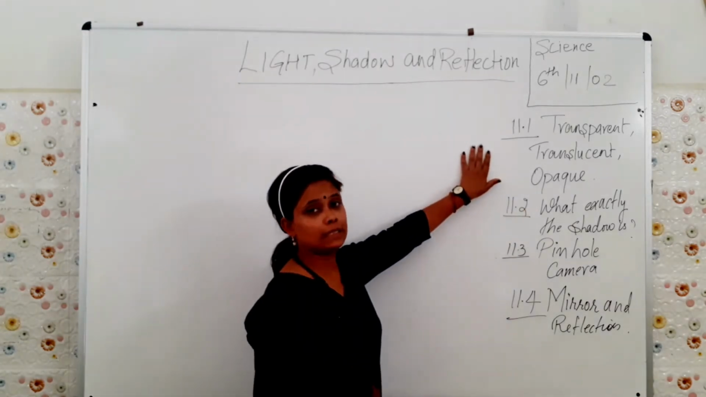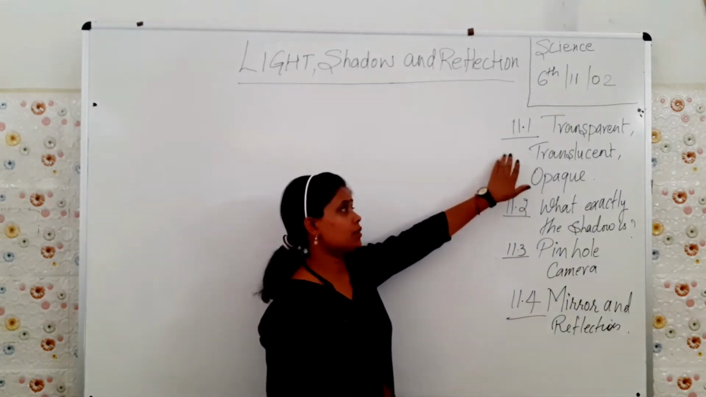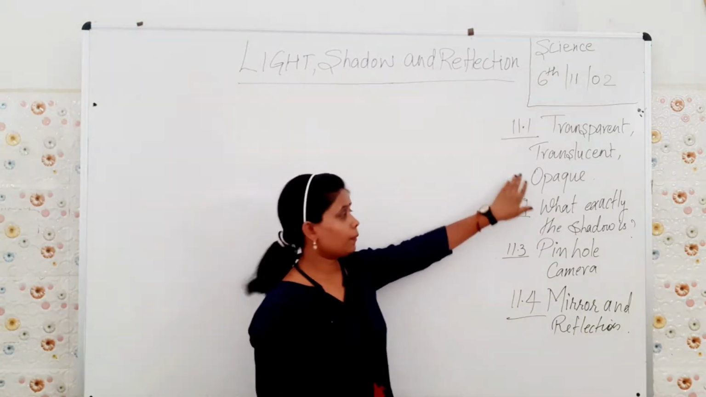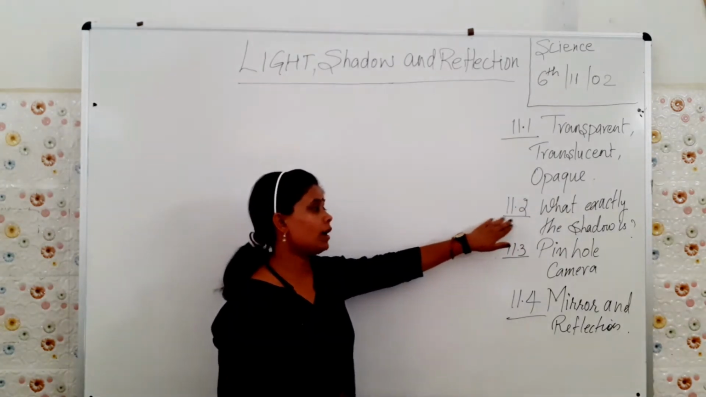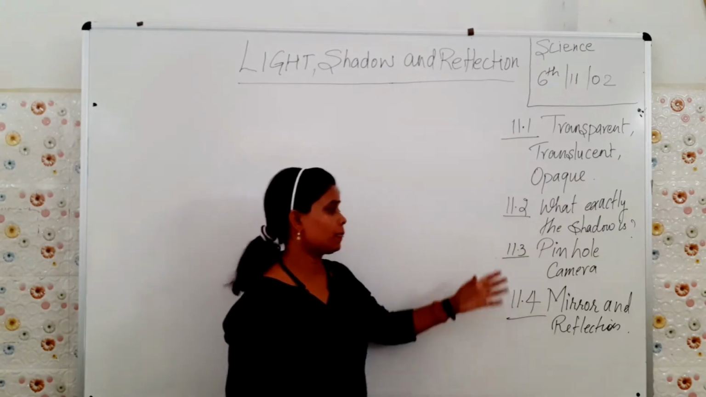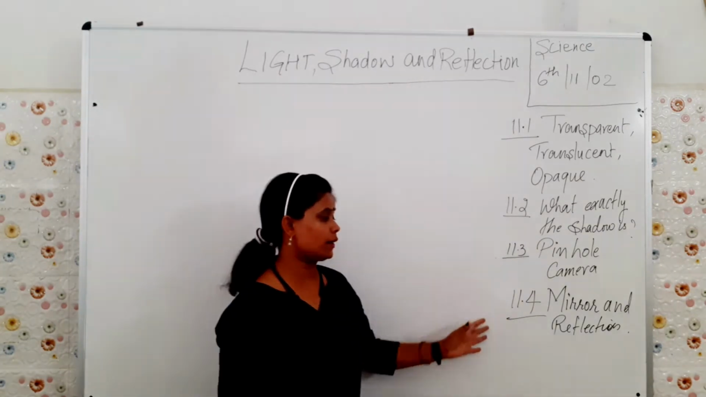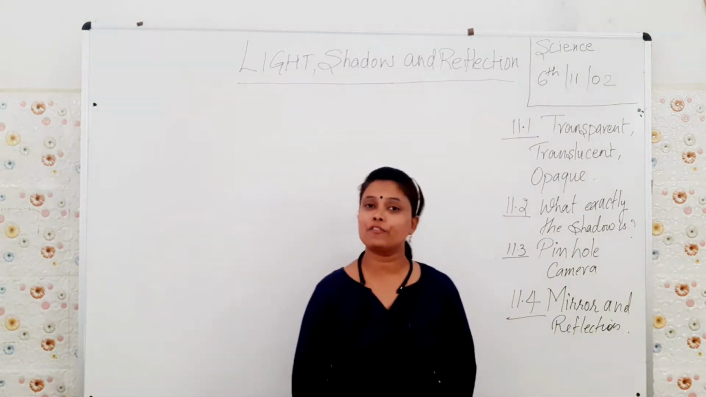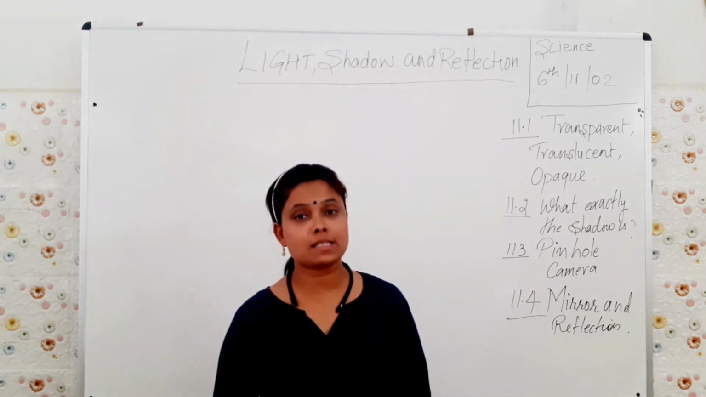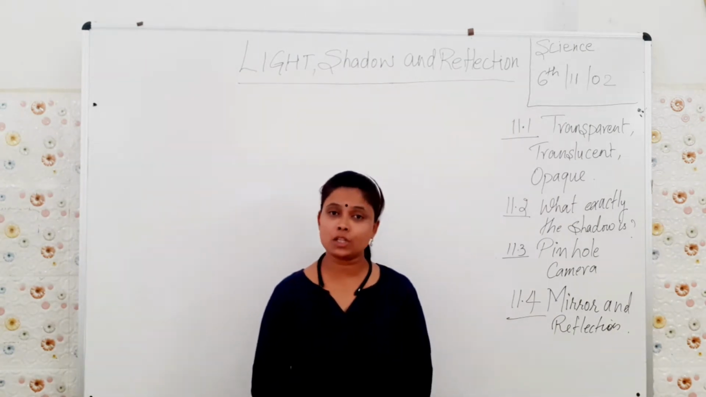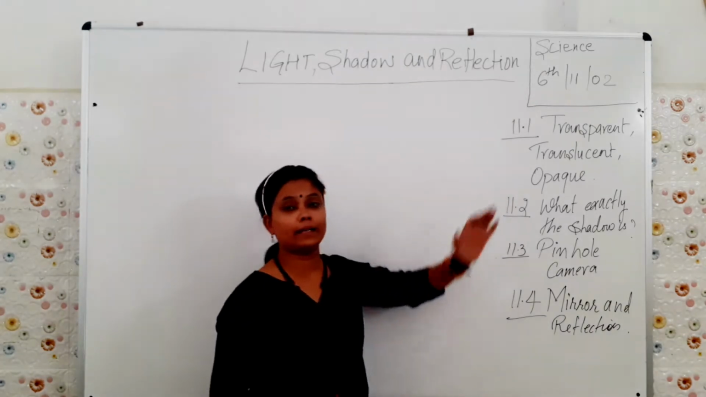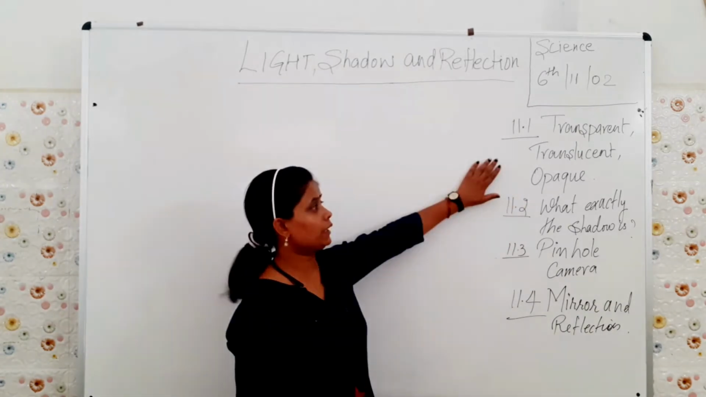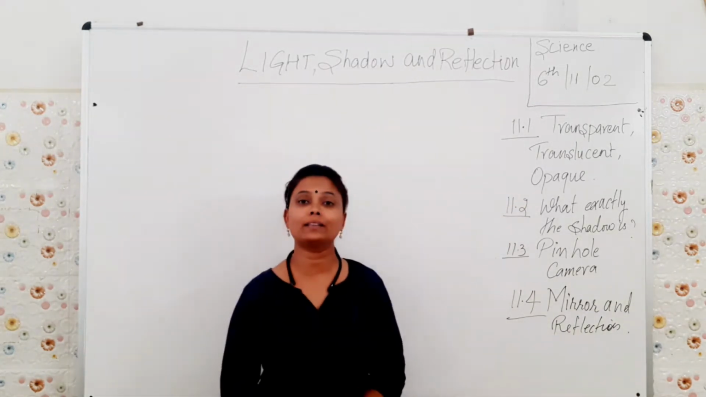We would be completing transparent, translucent and opaque. Thereafter, what exactly a shadow is, pinhole camera, as well as mirror and reflection. We discussed in our last session how to define these particular objects.